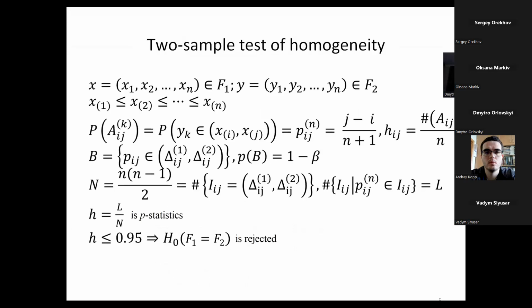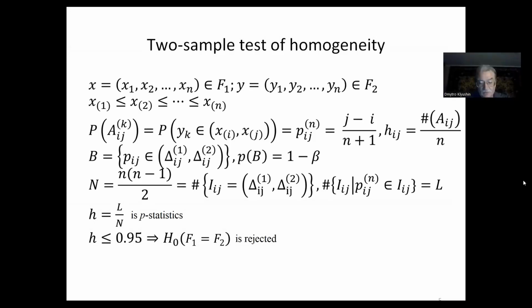Consider the background of the test. Let x and y be samples from distributions F1 and F2. Construct the variational series corresponding to x. The null hypothesis states that the distributions F1 and F2 are identical. If it is true, then due to Hill's assumption, the probability that an element of the sample y is greater than the ith order statistic and less than the jth order statistic, where i is less than j, is equal to (j minus i) divided by (n plus 1). Let's refer to it as the expected probability.